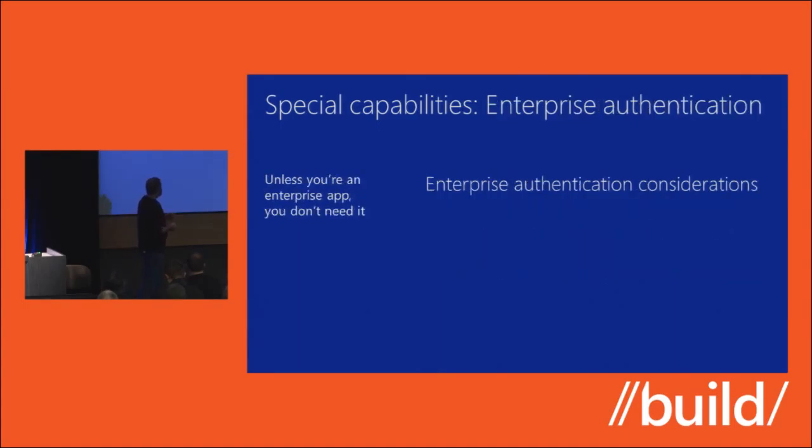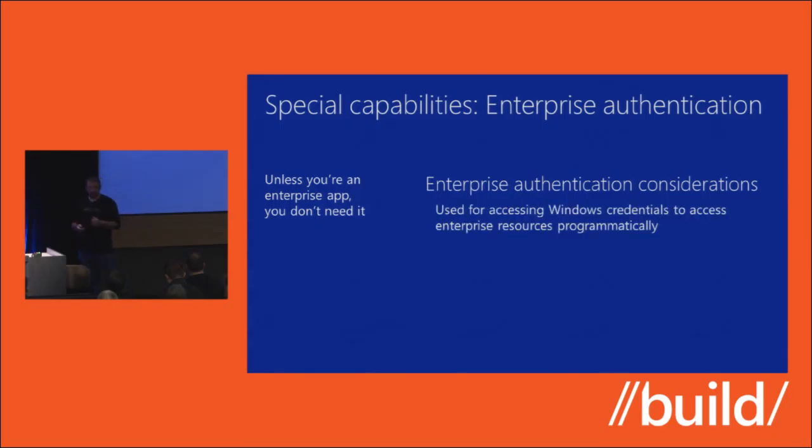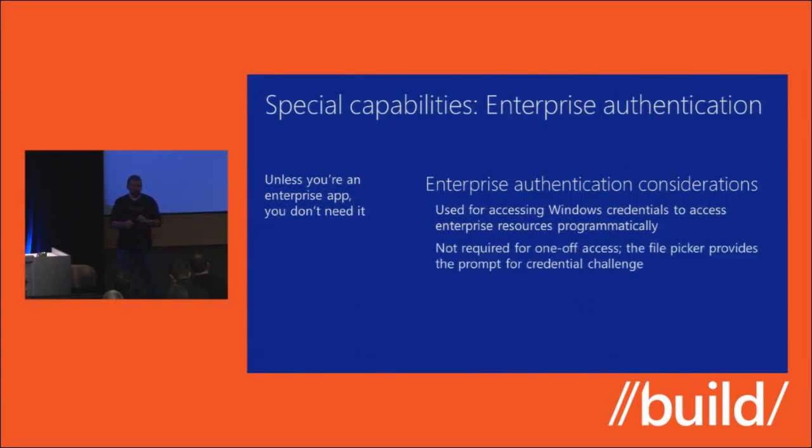The next one is special capabilities: enterprise authentication. If you're not an enterprise app, don't use this. This is all about using the Windows credentials to access enterprise resources programmatically. So you can imagine if you were a helper app that's going to help customers interact with their SharePoint and post files, view files, edit permissions on files. This makes sense. You don't want the customer having to go through some sort of credentials challenge every time they try and interact with a piece of content on the corporate resource, on the corporate network.